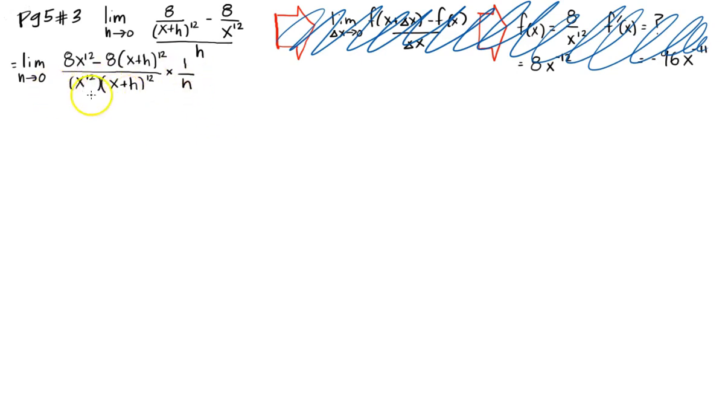So let's just see what we've got. First off, at the bottom, I'm going to leave that alone for now. I think it's safe to say that if h approaches 0, I'm going to get an x to the 12 multiplied by (x plus 0) to the 12, so that's just going to be another x to the 12. So the bottom, I don't have to worry about. It's going to be safe as long as this h somehow gets removed.